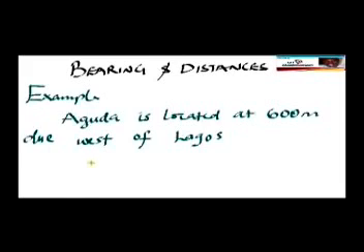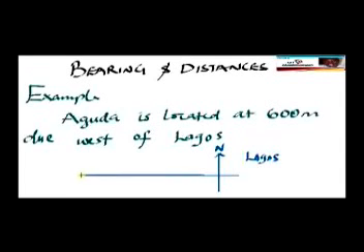An example here says Aguda is located 600 meters due west of Lagos. Now if we're going to solve this, this is what we do. If this is my Lagos, which I'm just representing here as a point, so I have Lagos, and this is the north. This cardinal point refers to Lagos. Then the question says Aguda is 600 meters due west of Lagos. So here Aguda would be 600 meters due west of Lagos, in this way. This is due west because this is tending towards the west. So you can use this diagram to show the distance that says it's 600 meters.